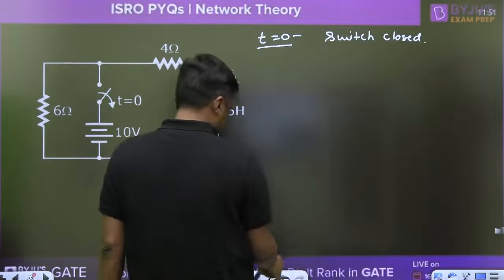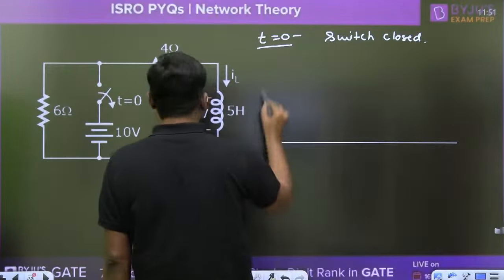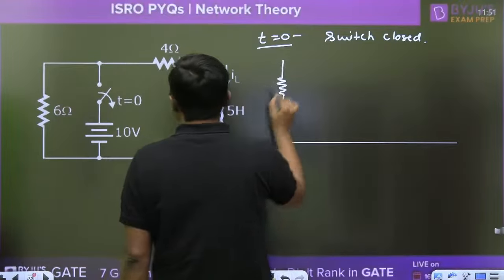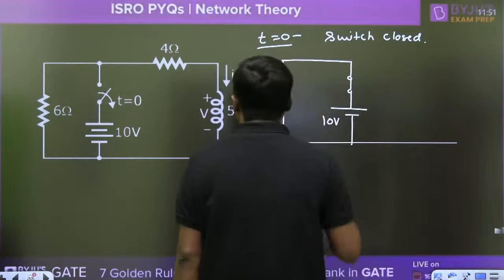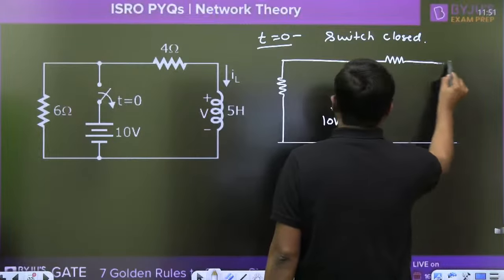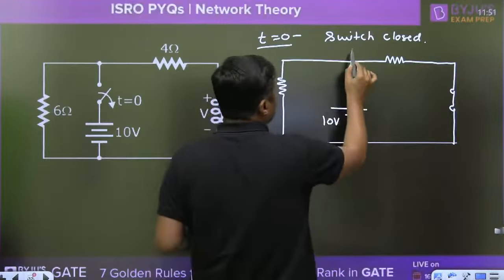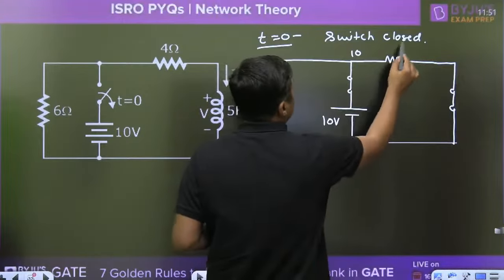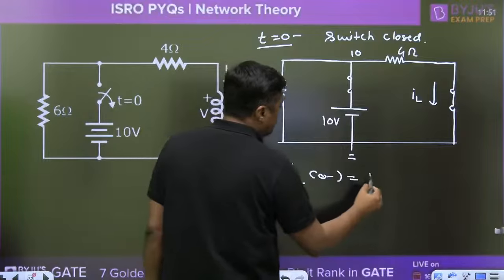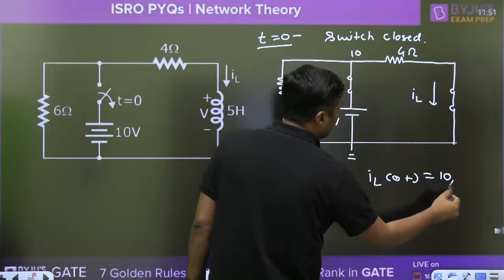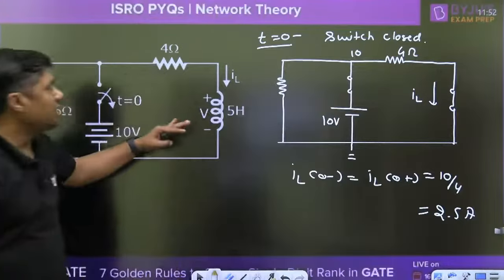Switch closed means this is the case. 10 volt. Now 4 ohm, inductor will act as short circuit. This is the 10 volt. So what is the voltage at this point? 10 volt. This will act as short circuit. This is the 4. So what is the current through the inductor? Directly you can find IL(0-) is equal to IL(0+) is equal to 10 by 4. That is 2.5 ampere.